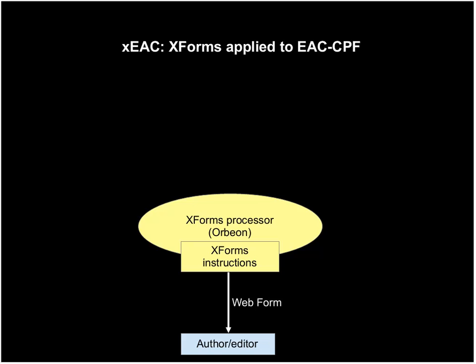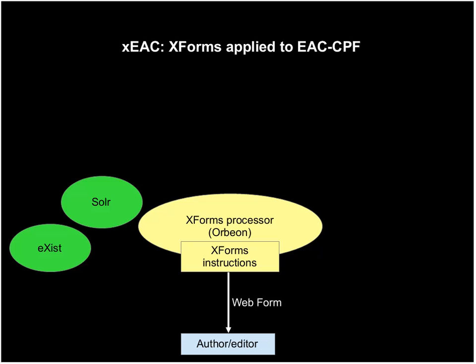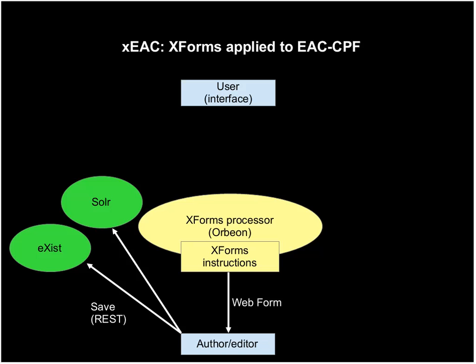And so an editor or author of EAC data can interact with this web form, edit an EAC record, and when he or she clicks the Save button, since Orbeon allows you to interact with REST services, that data can then be sent to an eXist database, which is an open source XML database. And it can also be sent to Solr, which is, I would say, the de facto standard search index in libraries. Blacklight is based on Solr, as is VuFind, I believe, and a variety of other applications. And Solr supports faceted search and keyword search and all sorts of other really nifty functionalities.